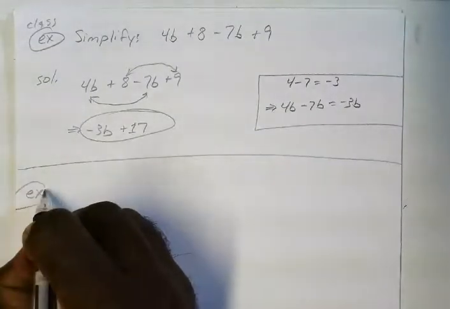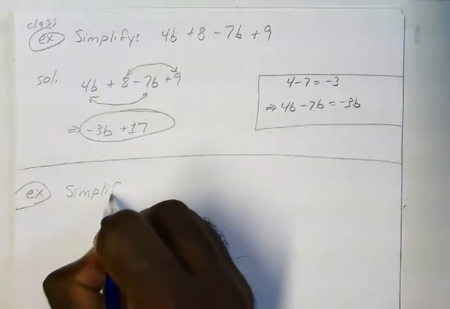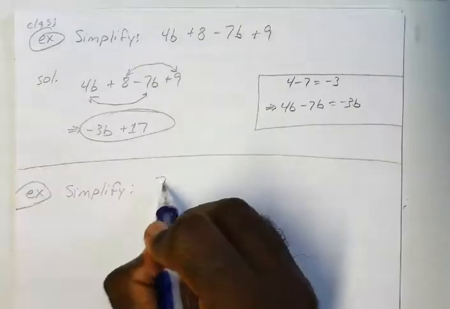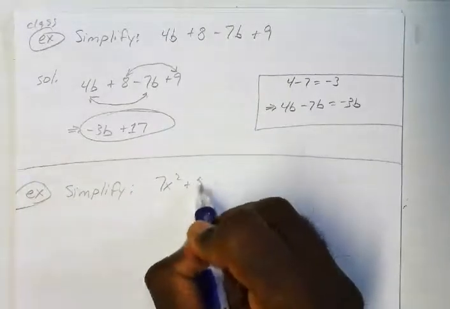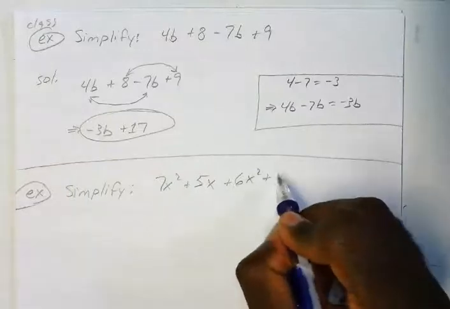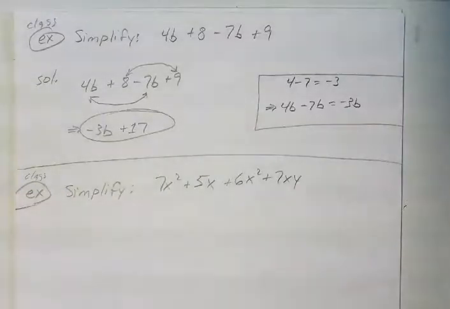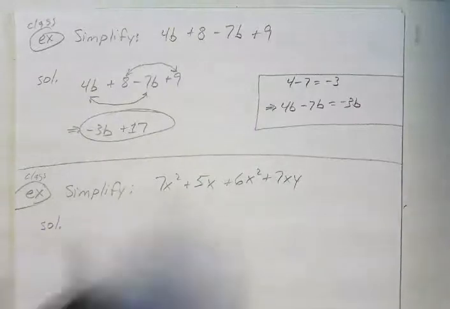Alright. So let's throw another example in there. What if we wanted to simplify 7x squared plus 5x plus 6x squared plus 7xy? Okay. So again, I want you to press pause, and I want you to try to go ahead and solve this one. Okay, so I'm assuming you've already worked it out. So we're going to go ahead and solve it.